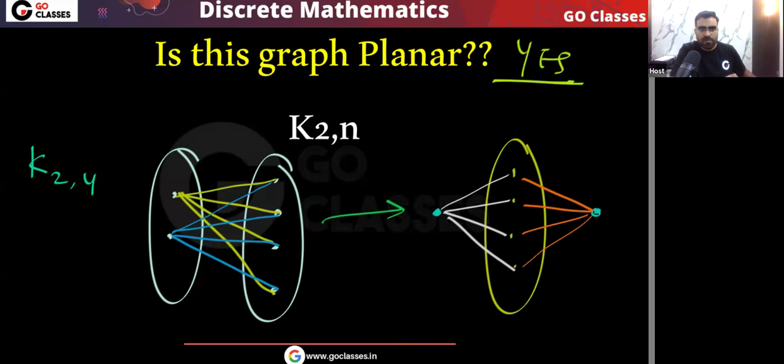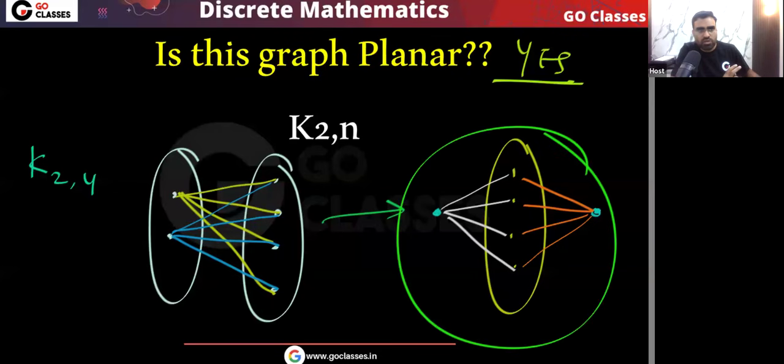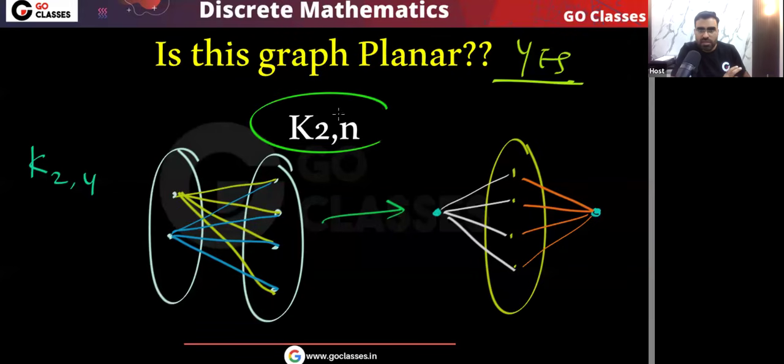Please tell me, did you understand? So remember, planar graph means a graph which you can draw. There is some way to draw without edge crossing. So you can see this K24 is planar. Okay, understood?